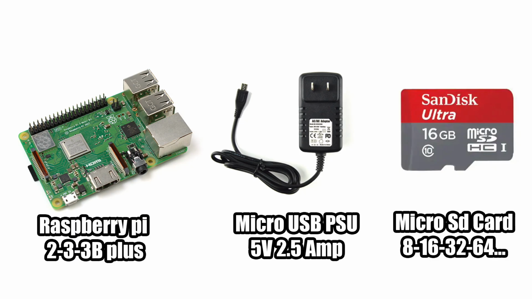First up, Raspberry Pi. I recommend using the 3B Plus, but a 2 or 3 will work. You're also going to need a power adapter for the Raspberry Pi. It's micro USB in, 5 volt, 2.5 amps or better. And finally, for the Pi side, we're going to need a micro SD card. 8GB, 16, 32, 64, all the way up to 256 will work.